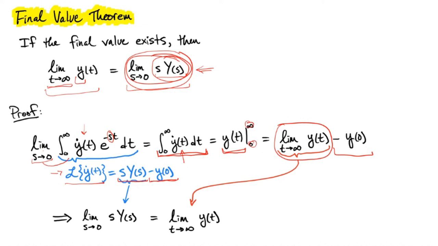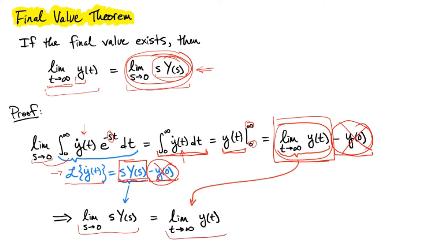The way that we set this up was we had this extra factor of minus y of 0. And now, once we do some simplification, we get that minus y of 0 term as well. So these essentially cancel out, and we can take this piece and the limit of this piece, set these equal to each other, and that gives us the result, this theorem that we presented here.